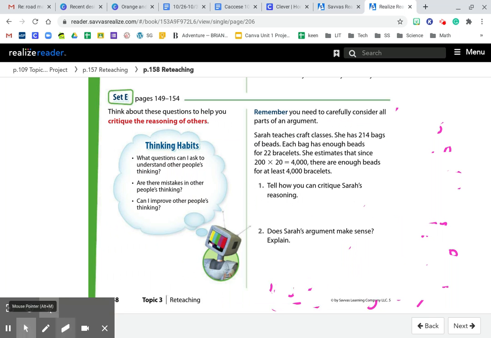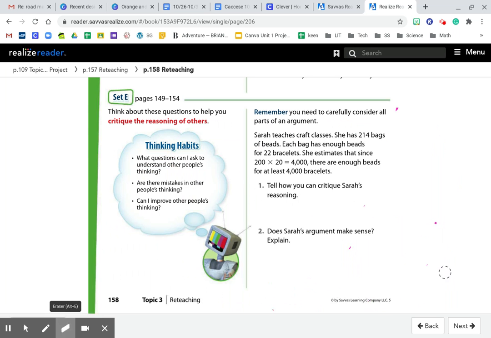All right, move down. And the last question right here. So remember, on this last lesson, which was a little tricky for some of you, you're looking at somebody else's work and trying to see what they did wrong. We all like to point out each other's mistakes. I know it's like human nature. So let's see what we got here. Remember, you need to carefully consider all parts of an argument. Sarah teaches craft lessons. She has 214 bags of beads. Each bag has enough beads for 22 bracelets. She estimates that since 200 times 20 is 4,000, there are enough beads for 4,000 bracelets.